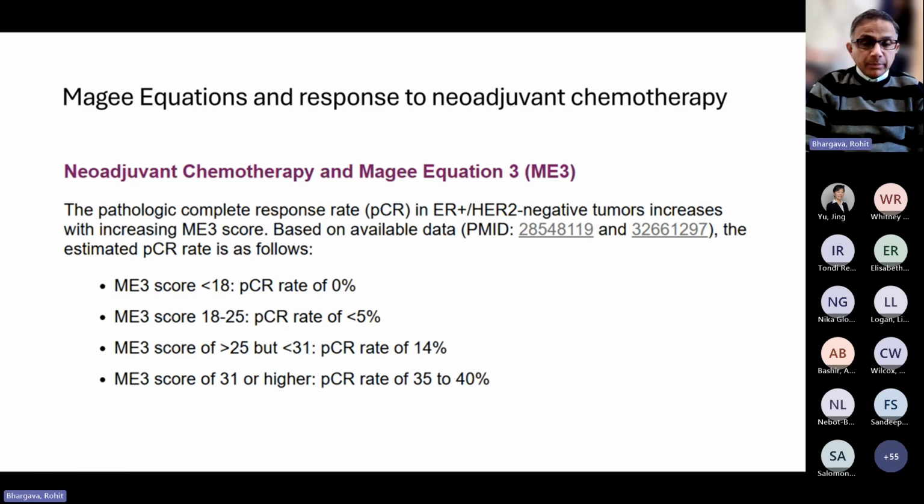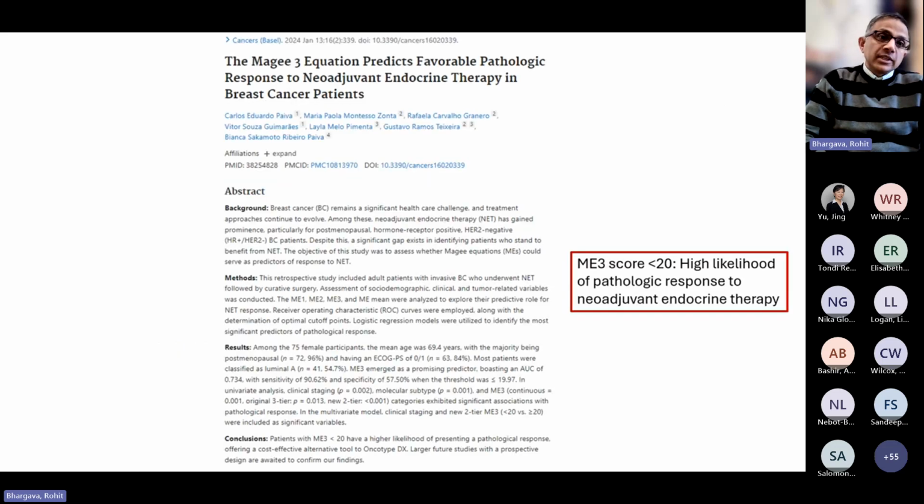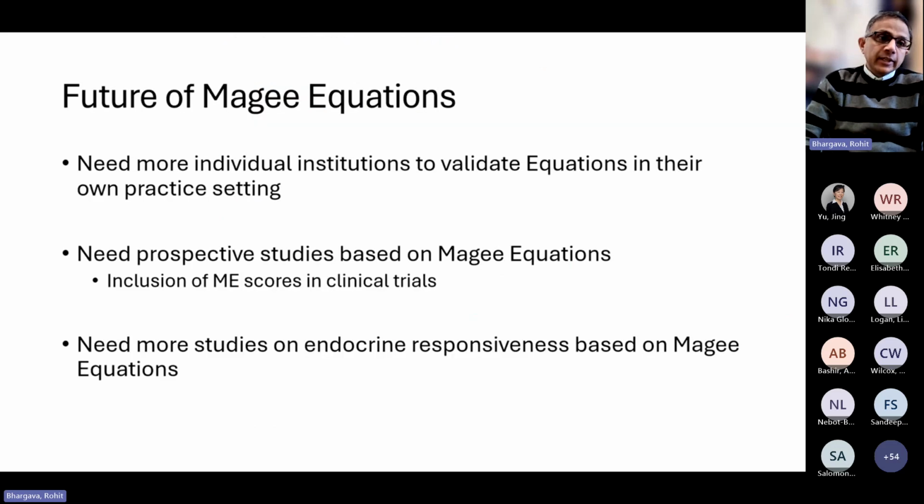So it clearly shows that Magee equation 3 is similar or better than the currently existing gene expression profiling based assays. At least in the United States, endocrine therapy in the neoadjuvant setting is not used frequently. So we don't have much data on this. But another study coming from Brazil showed that a Magee equation 3 score of less than 20, that means in the opposite direction as to chemotherapy, there is a high likelihood of pathologic response to neoadjuvant endocrine therapy. This is something that needs to be further validated.